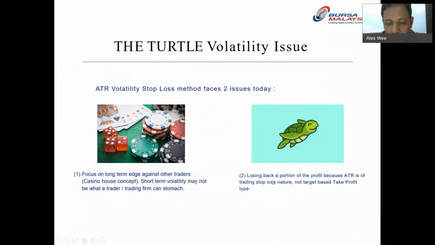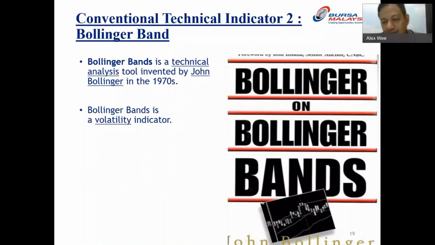First of all, if you use this method, it loses back a portion of the profit, because ATR is of the trailing stop loss nature. Second, it focuses on the long-term edge against other traders, which is the casino house concept. Long-term you can win like the house, but the short-term volatility may not be what you can stomach. So these are the two main problems with olden, classical or conventional volatility-based indicators like ATR. You have to take note of that.